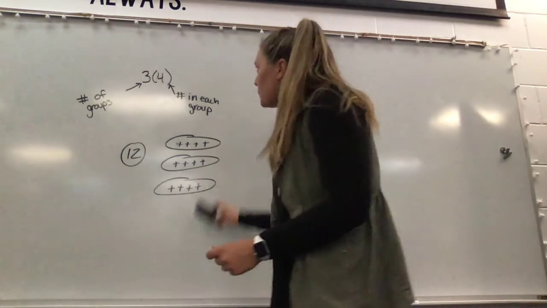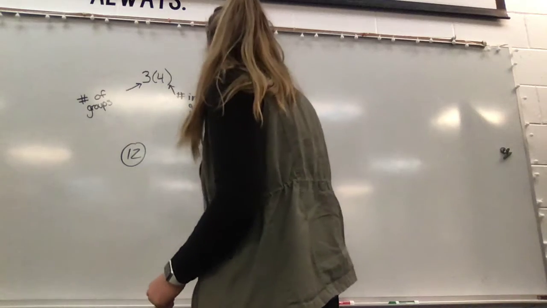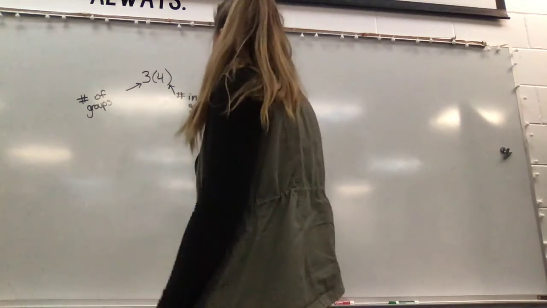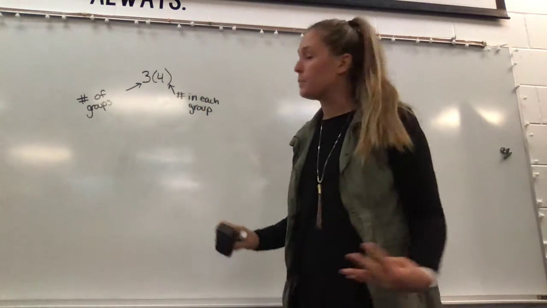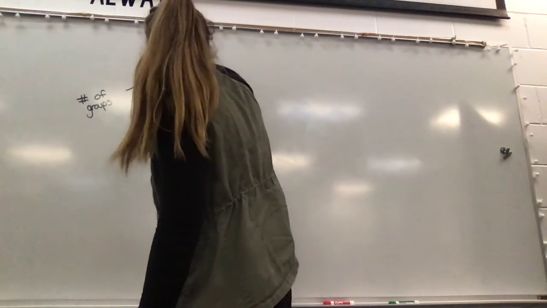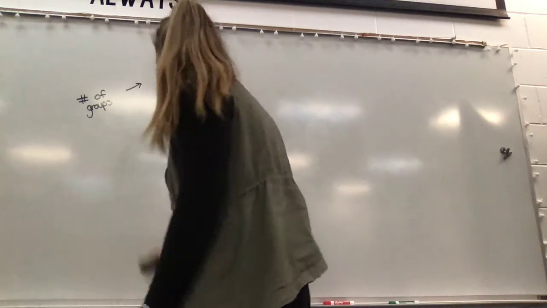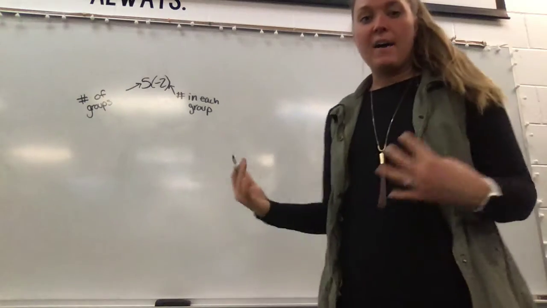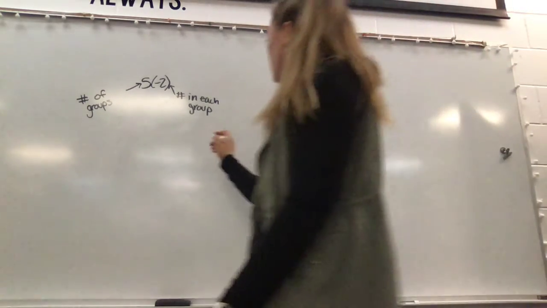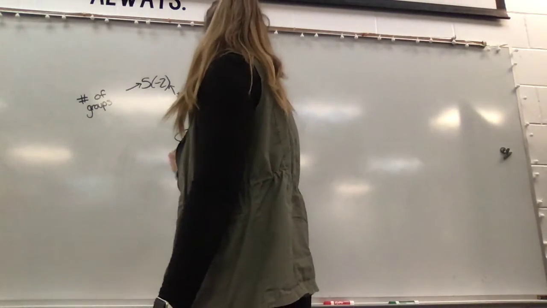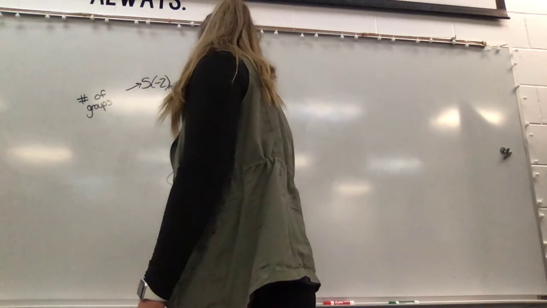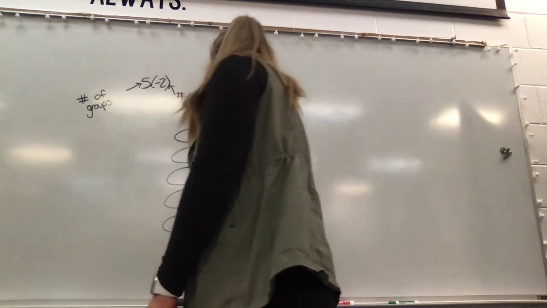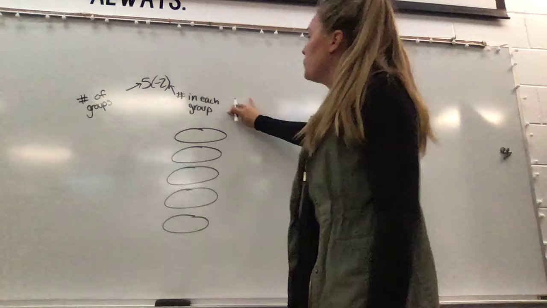Now, the reason we're doing this is because we are going to start looking at positive and negative integers and when we multiply them. So let's change these. Let's change it to 5 and negative 2. So we have 5 groups of negative 2. Let's make our 5 groups. Here's our 5 groups. The number in each group is negative 2.